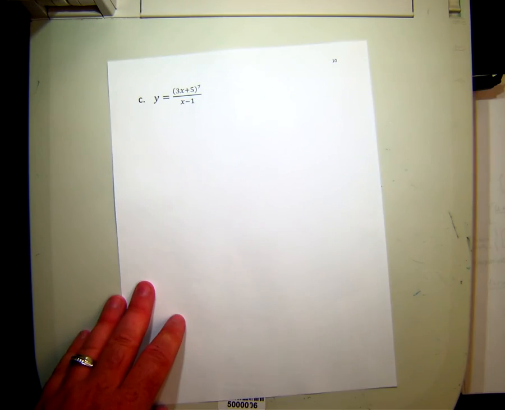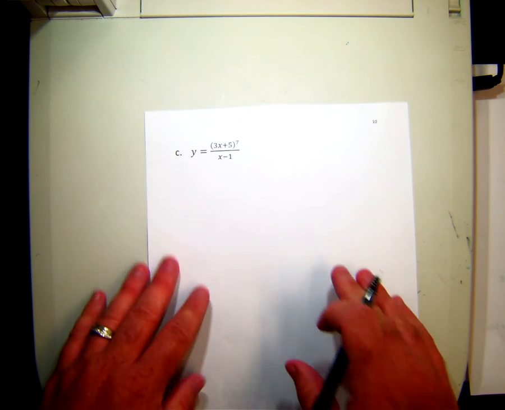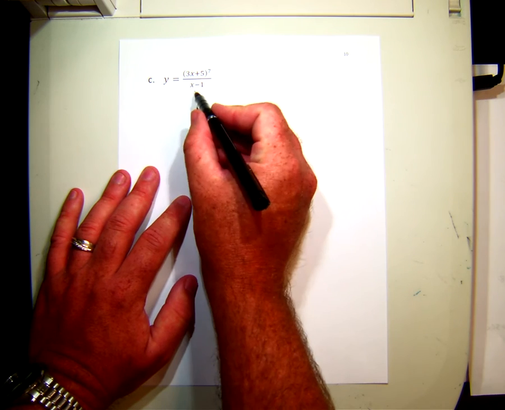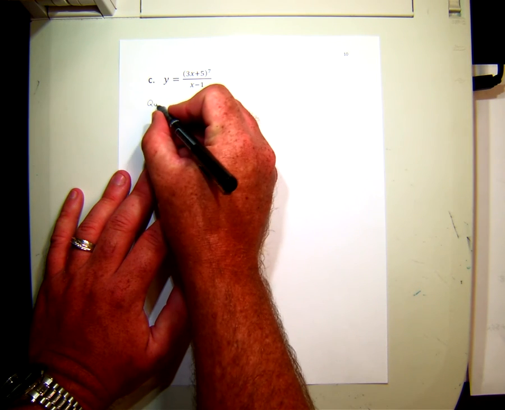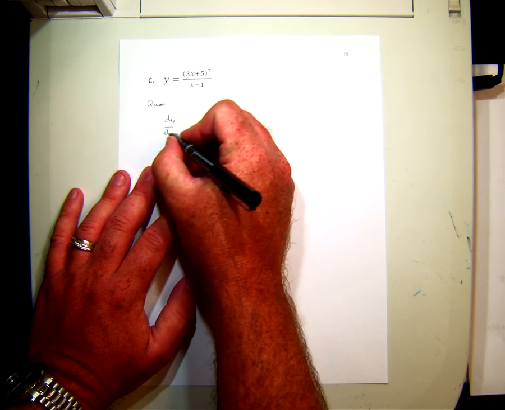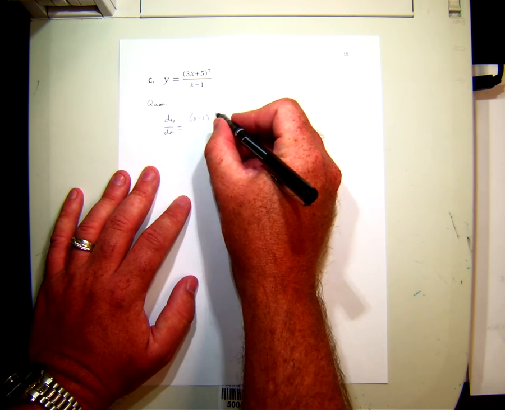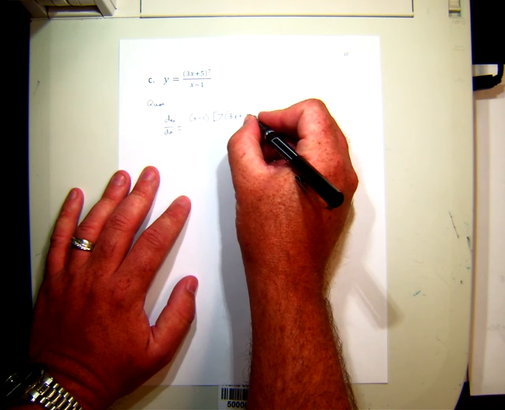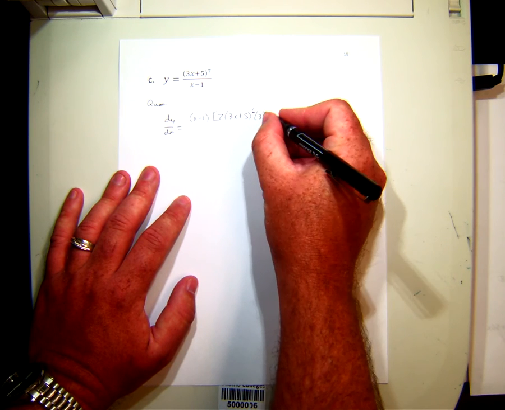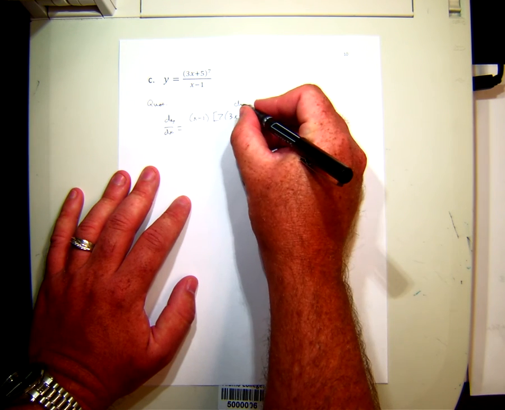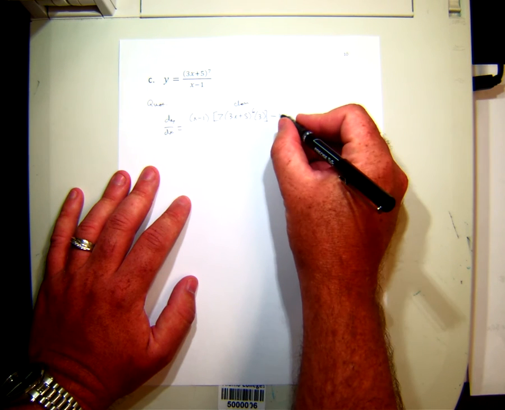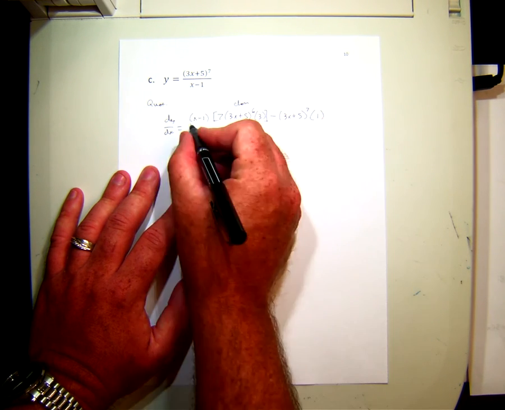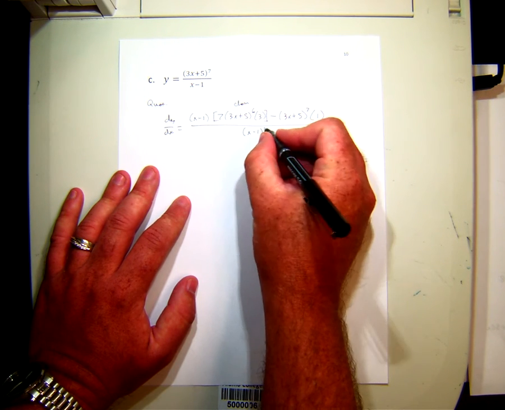Let's do one more. This one has a quotient rule. So this is y equals (3x plus 5) to the 7th power divided by x minus 1. This is a quotient rule. So the derivative here is the bottom times the derivative of the top, but the derivative of the top is itself a chain rule. Minus the top times the derivative of the bottom, all over the bottom squared.